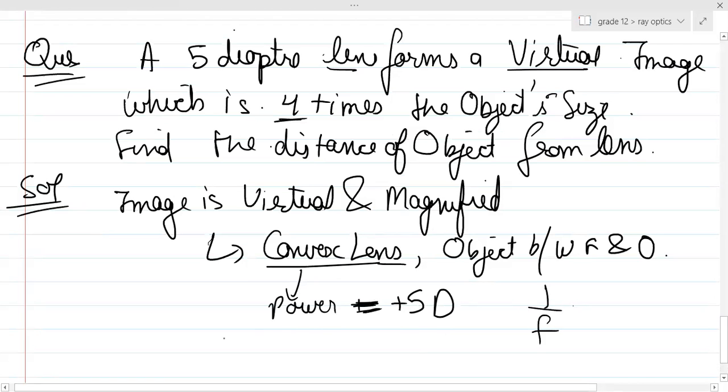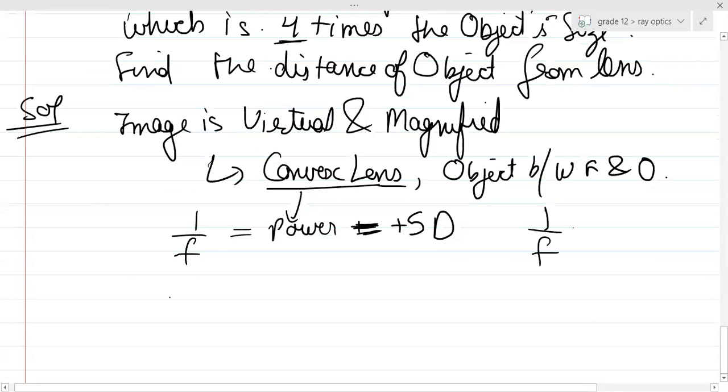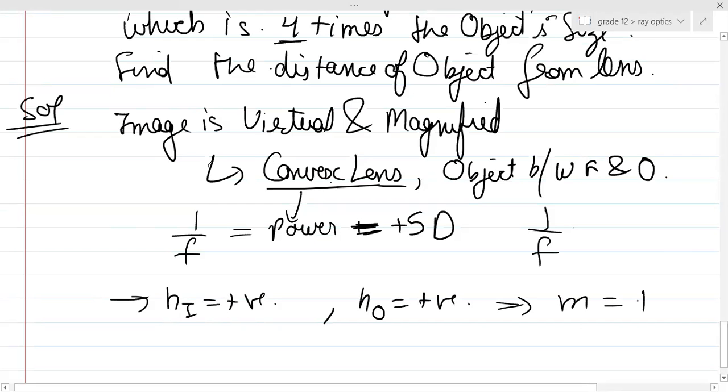1 by f is given, right? This is basically 1 by f given to you. But please remember the answer is in meters. Now, can you see over here when this case is there, even h_i is positive and even h_o is positive. So can I say this particular thing here? The magnification is plus 4.